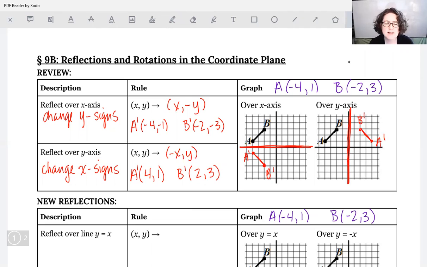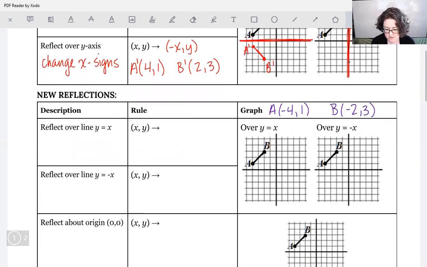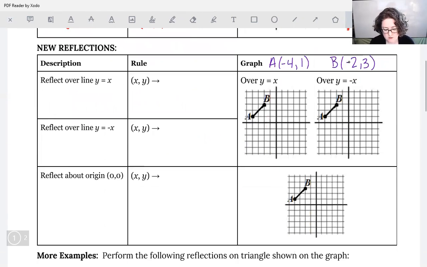So what if our lines aren't straight? There are 3 types of reflections that we're also going to need to look at. And these are over the line Y equals X, over the line Y equals negative X, and a reflection about the origin. And we'll talk about that in a second. So let's look down at our next set. So the first one we're going to take a look at is reflection over the line Y equals X.